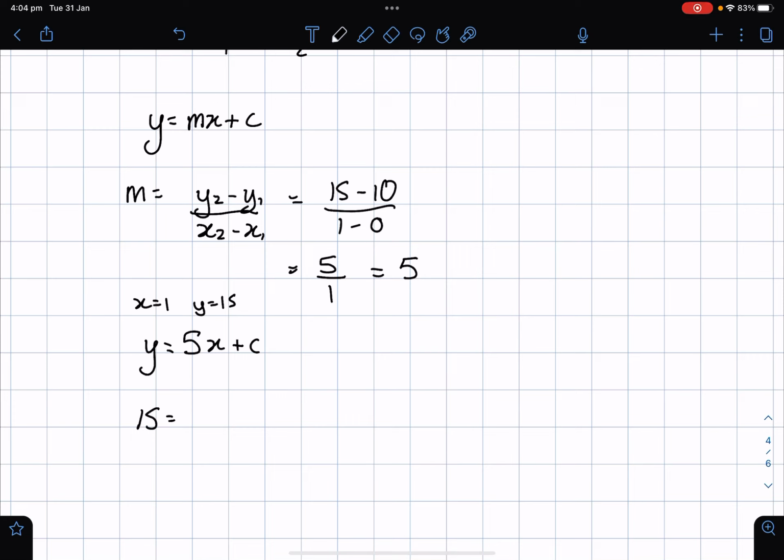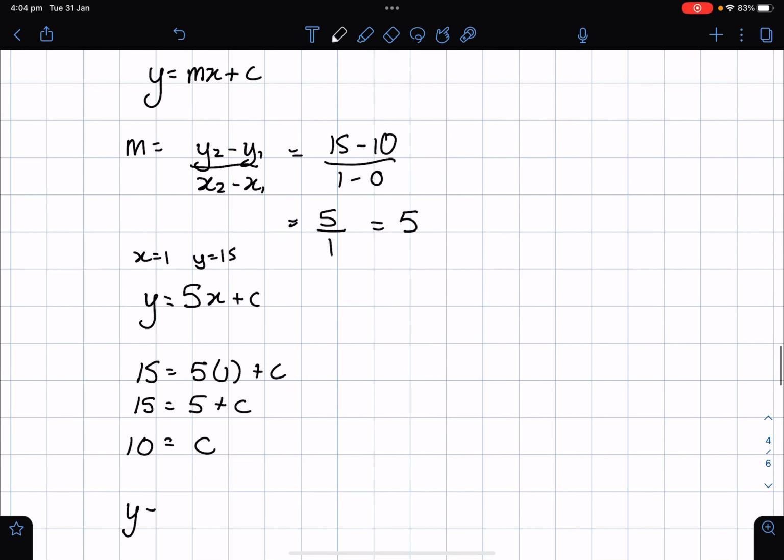So 15 equals 5 times 1 plus c. Now 5 times 1 is just 5. And to get rid of positive 5, we subtract 5 from both sides. So 10 is equal to c. So let's substitute that in. y equals 5x plus 10, we found c. All right, and now we have the equation of our line.